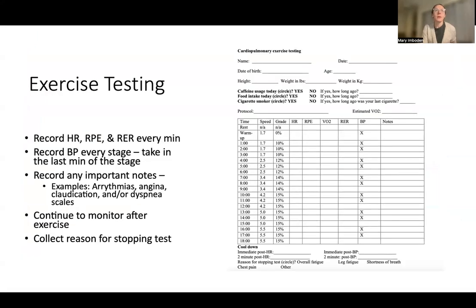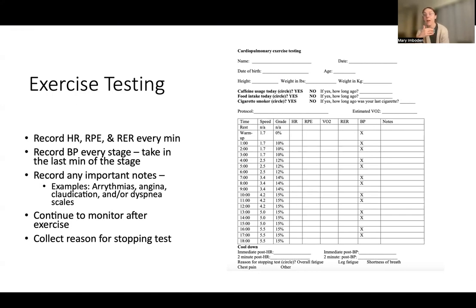So, as I mentioned, Dr. Brummett is going to want you all to perform an exercise test, or that's my understanding. And so this is the sheet that I typically use. Every minute I record heart rate, rating of perceived exertion, so how hard the individual on the treadmill or bike feels like they're working, and respiratory exchange ratio.